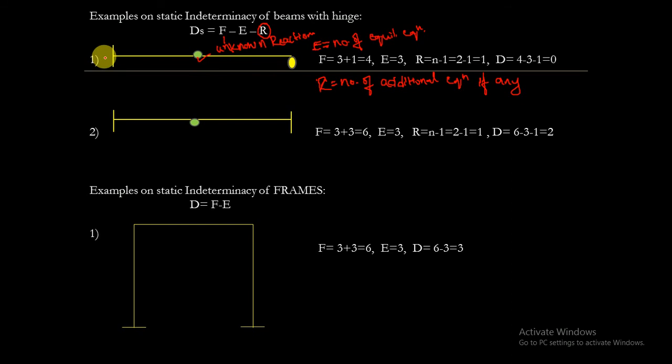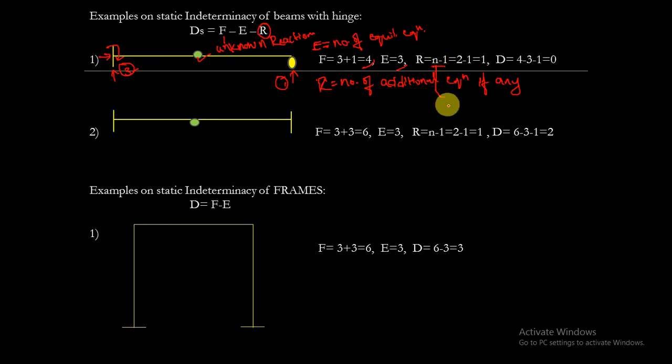Let us take this example. The unknown reactions in this support is 3. That is, one is horizontal, vertical, and a moment. And here there will be one vertical reaction. Totally there are 3 plus 1. There will be 4 unknown reactions, and the number of equilibrium equations is 3. And R equals to n minus 1.